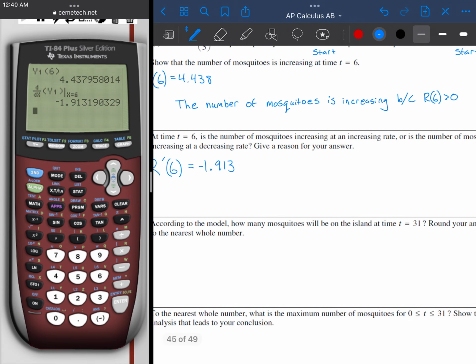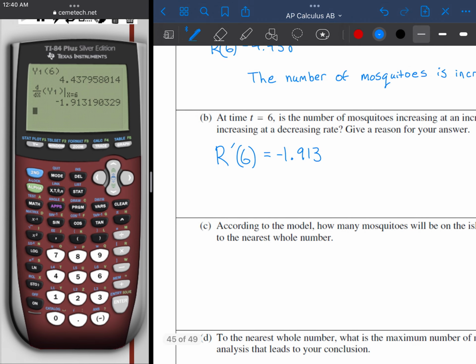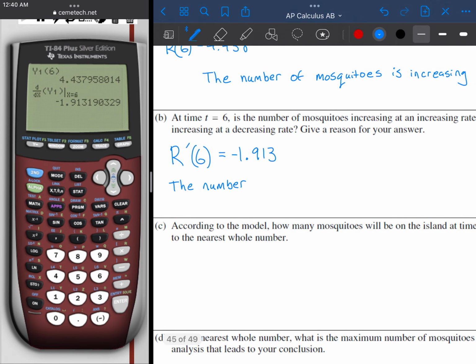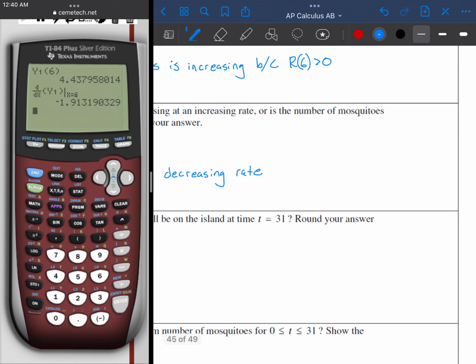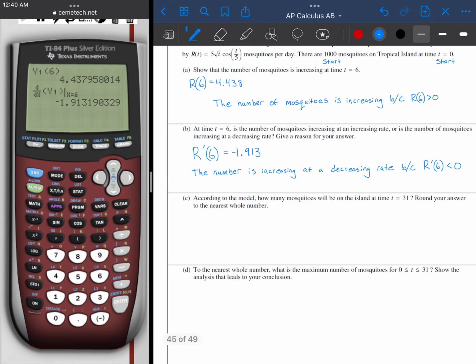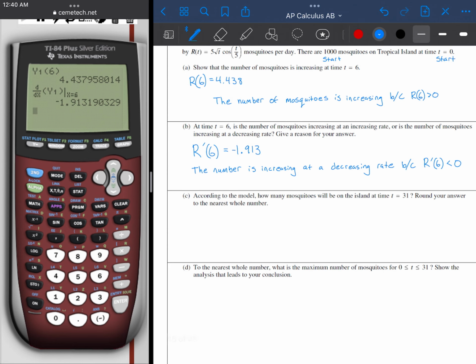So we'll say our final conclusion is the number of mosquitoes is increasing at a decreasing rate. And why? Because the thing that we just found, r prime of 6, happened to be less than 0. And you could have done that graphically, or that second way that I just showed.